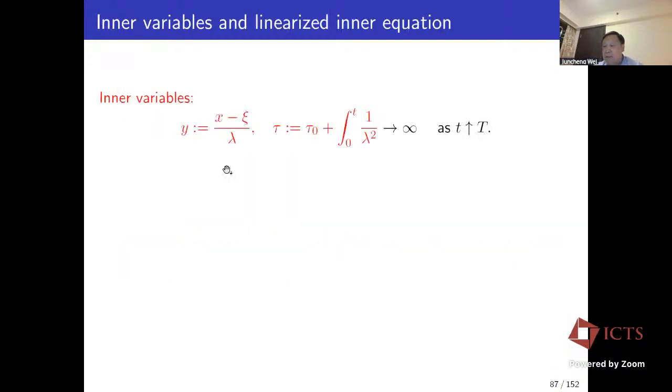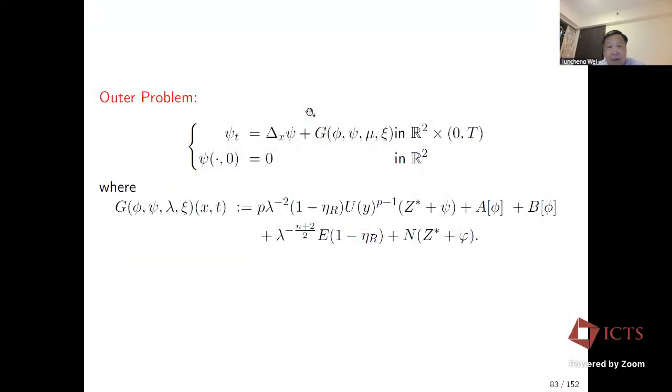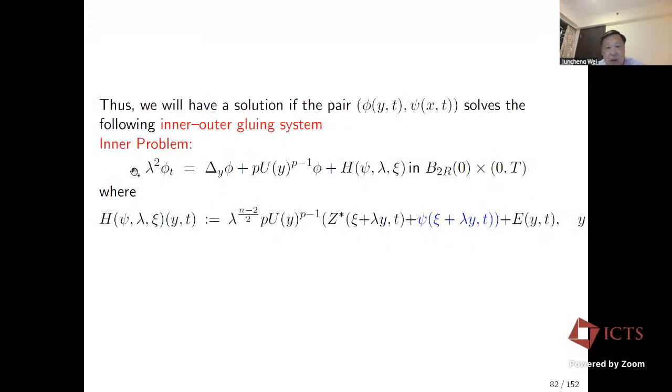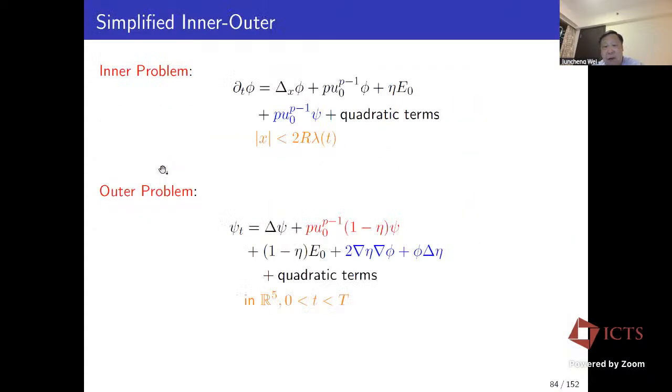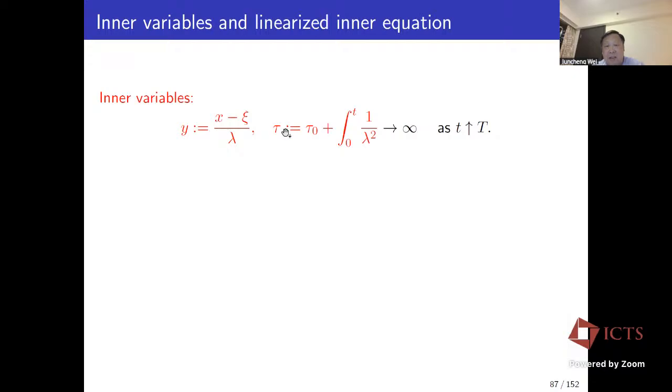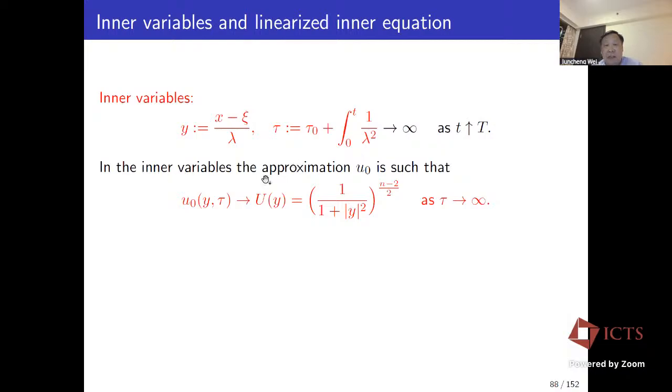Okay, so let's now look at the inner problem. For the inner problem, we solve in the inner variable. So you have to rescale. You remember the problem has this lambda square here. So you have to put this lambda square in phi tau. That's why you need to change to a new time variable, which is tau, which is the integral from 1 over lambda square.